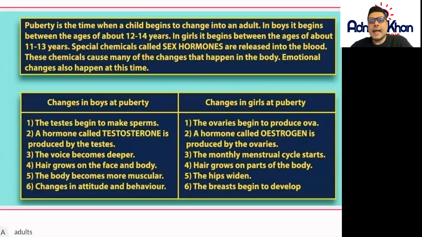Welcome to Key Stage 3 Science. This is all about puberty and growing up. So let's have a read of this together and we'll go through some explanations.